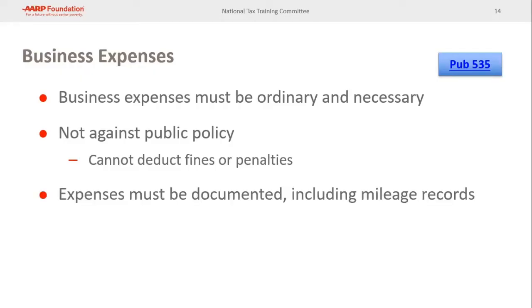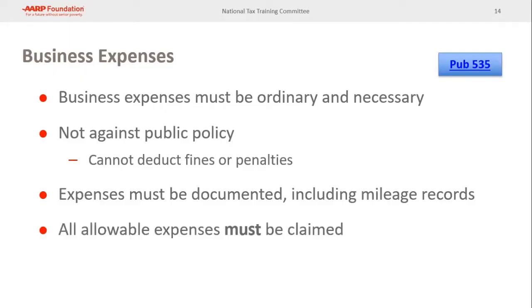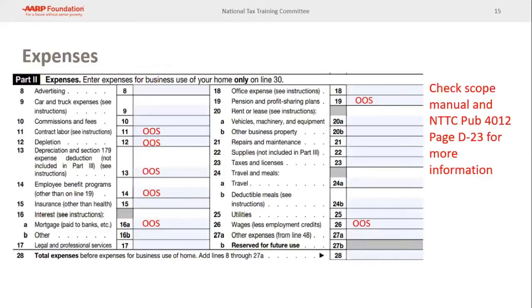Documentation must be maintained for all expenses, and all expenses must be reported. Counselors must report all of the expenses on the tax return. You cannot leave things off to give the taxpayer a better result or to force the return to be in scope. This is an image of the expense section of Schedule C.